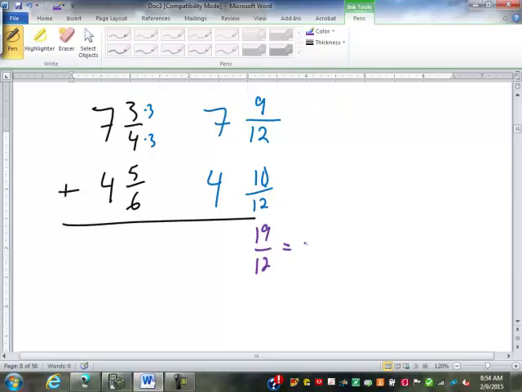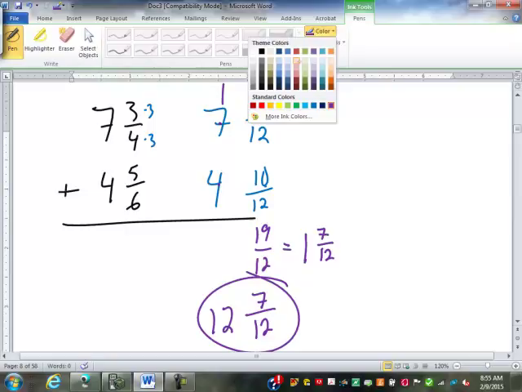What's wrong with that? It's an improper fraction. So we're going to break it into a mixed number. It will be 1 and 7 12ths. So we're going to keep the 7 12ths and carry the 1. 1 and 7 makes 8 plus 4 is 12.